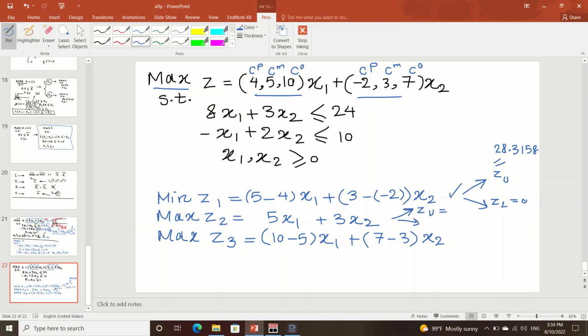ZU equals 21.1579 and Z lower equals 0. And for the third objective function, ZU equals 26 and ZL equals 0 also.